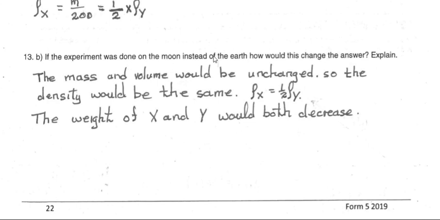13b. If the experiment was done on the moon instead of on the Earth, how would this change the answer? Explain. The mass and the volume would be unchanged, so the density would be the same. The density of X is half the density of Y. The weight of X and Y would both decrease.